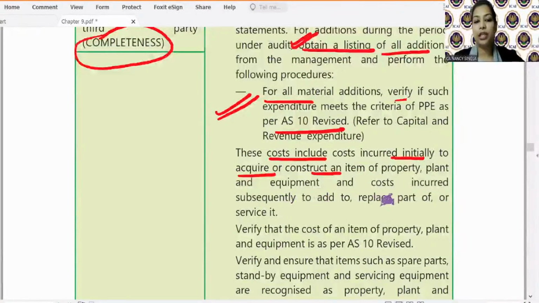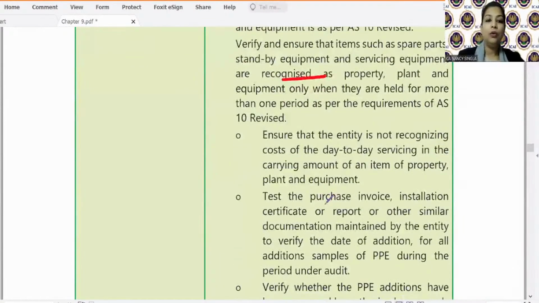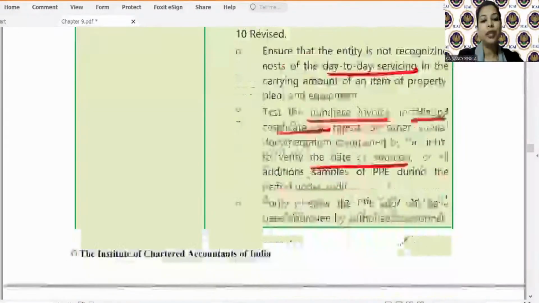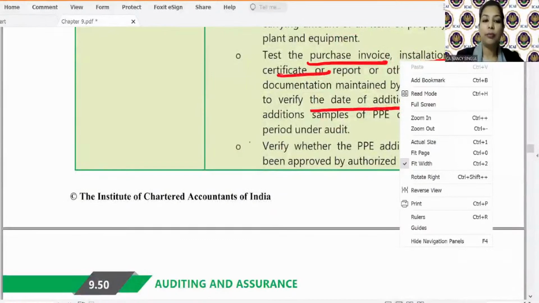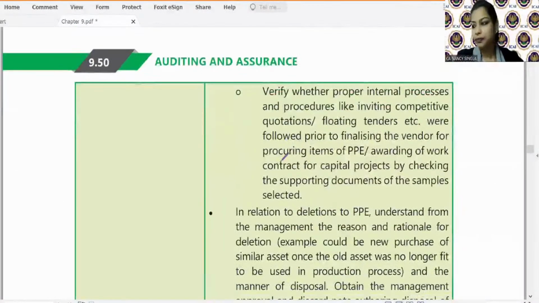Then in audit, this cost includes cost incurred to construct an item, है ना? Cost incurred subsequently to replace it or service it. ठीक है? Now, day-to-day servicing will not be included. Purchase invoice को check कर सकते हो, installation certificate को in order to see the date of addition. ठीक है? Verify that these are what? Approved, है ना? Simple points है ना? Logical है ना?